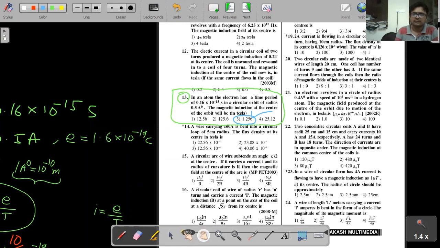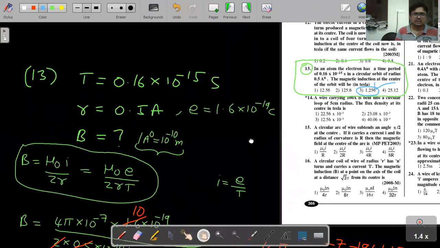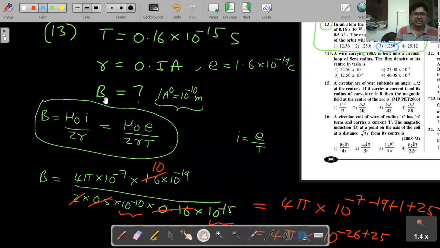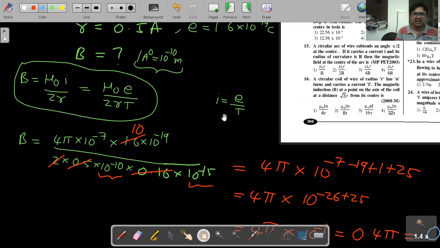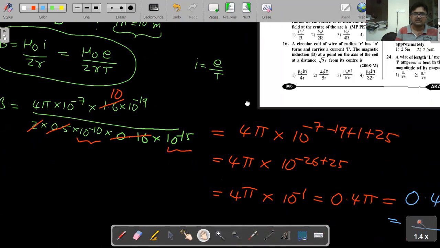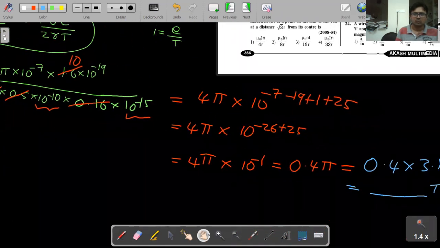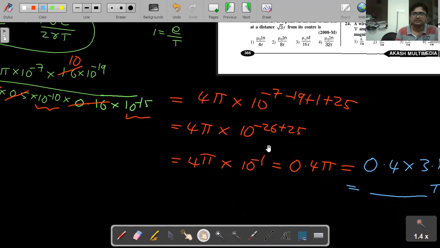I hope it is clear. Is it clear till here for all the students in the class? Yes, sir. Just check the question once. Here they have given time period, radius, and asked for B value, and what I did was change the I value to e by T and just substituted the data. Finally, I got the answer. I hope all the students are clear till here. Is it clear? Yes, sir.